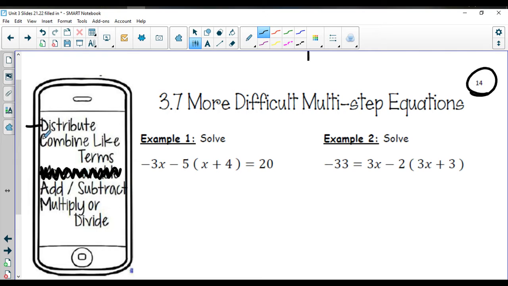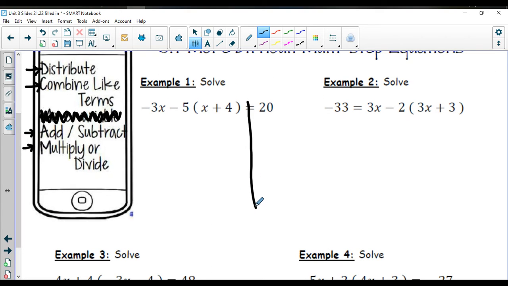Anytime you see it, we want to distribute first, then combine our like terms, and then once we get those things done, it should look like a two-step equation, so we add and subtract, and then we go ahead and multiply and divide. We're going to get started with example number 1 here, drawing a line down my equal sign.